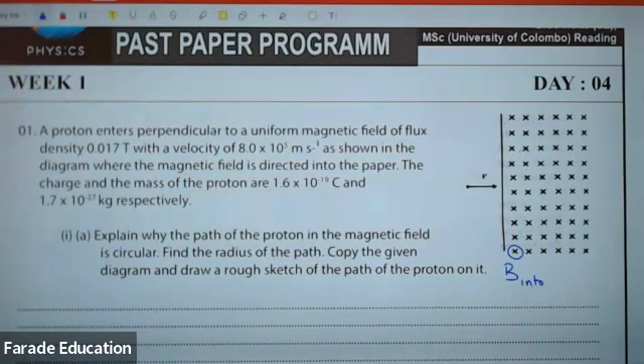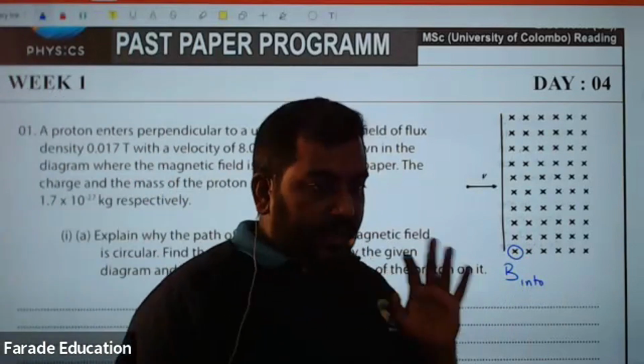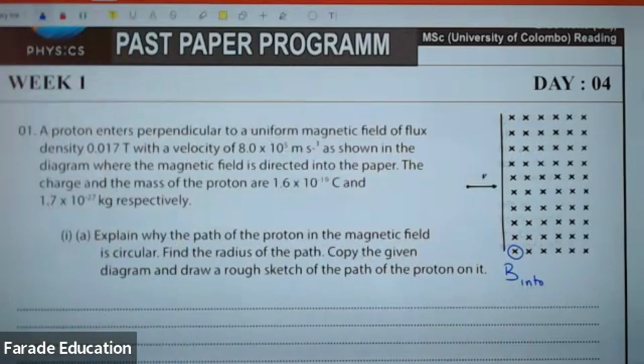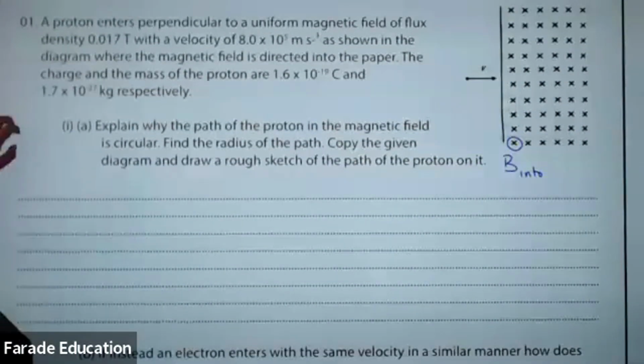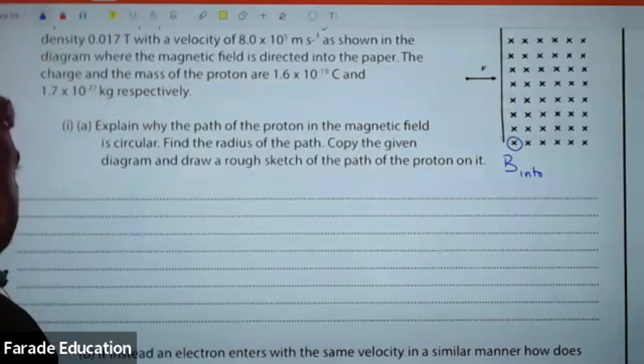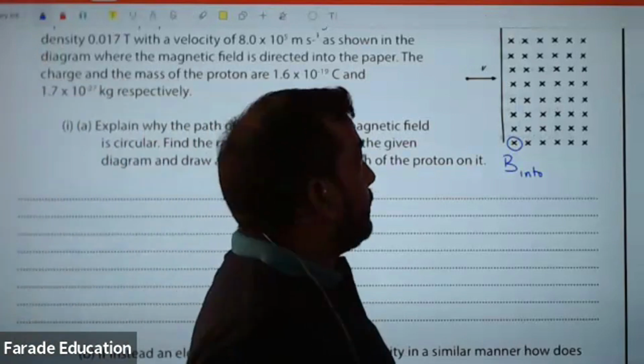The charge of the proton is given as 1.6 × 10^-19 coulomb, and the mass of the proton is given here as 1.7 × 10^-27. Explain why the path of the proton in the magnetic field is circular. Find the radius of the path, copy the given diagram and draw a rough sketch of the path of the proton on it.